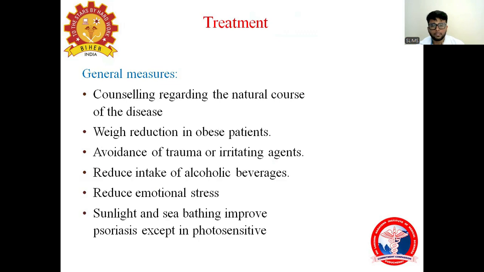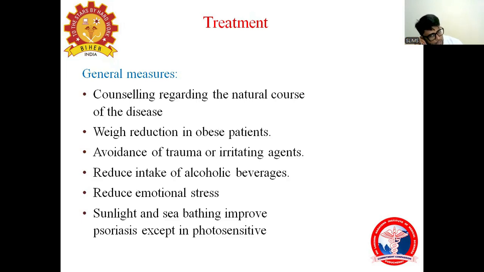So how will you manage? First we have to counsel about the nature of the disease. So how will you explain? First, it's an inflammatory disease, not an infection. So it won't spread. It's not contagious. And you have to explain the chronicity of the disease. It's an autoimmune disease. So it will last. It won't be cured 100%. You won't have a cure, but you can get control of the disease.